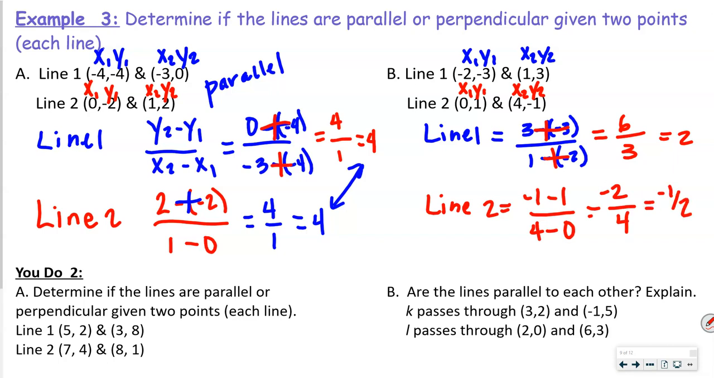Okay, so we can see immediately that they change signs, right? The original one was 2, and the slope of line 2 is negative. So positive, negative. But then do you also realize that that is the reciprocal? Because the reciprocal of 2 is 1/2, and that's because 2 is the same as 2 over 1. So that means these lines are what? Perpendicular.